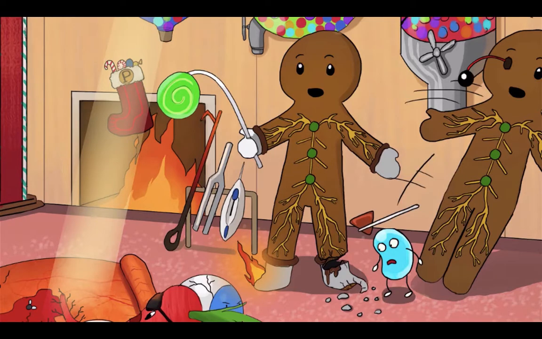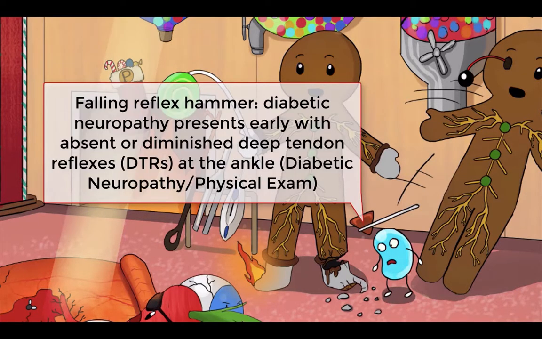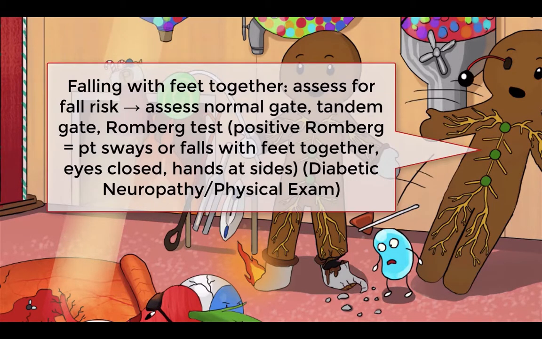All right, let's wrap up our physical exam. Check those reflexes. Early in the course of diabetic neuropathy, patients may have diminished or absent deep tendon reflexes at the ankles due to defects in the sensory portion of this reflex. To assess balance and fall risk, have your patient perform normal gait, tandem gait, and a Romberg test. A positive Romberg test occurs when the patient sways or falls while standing with feet together, eyes closed, and hands at the side.